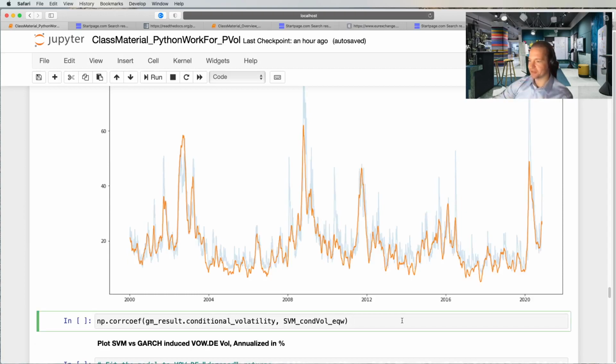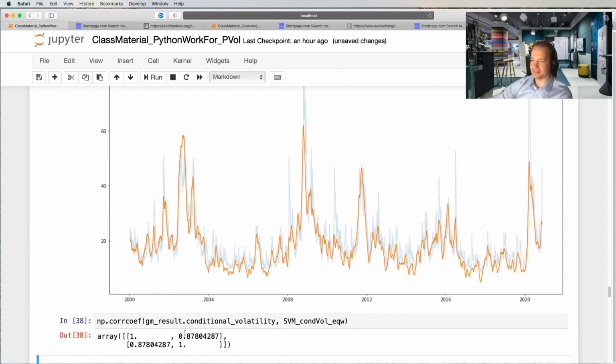So if we take the correlation of these two, we see they share an 87% correlation. Again, let's go back. What did we do? We fitted a parametric model. Why is the correlation so high? Well, the GARCH has this beta coefficient, which is autocorrelation on the sigma, and it's a bit similar to the phi in the SVM.